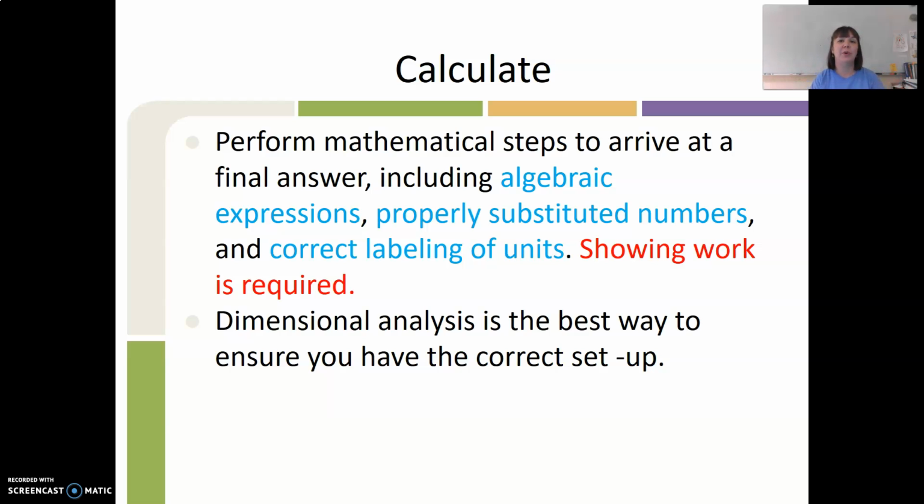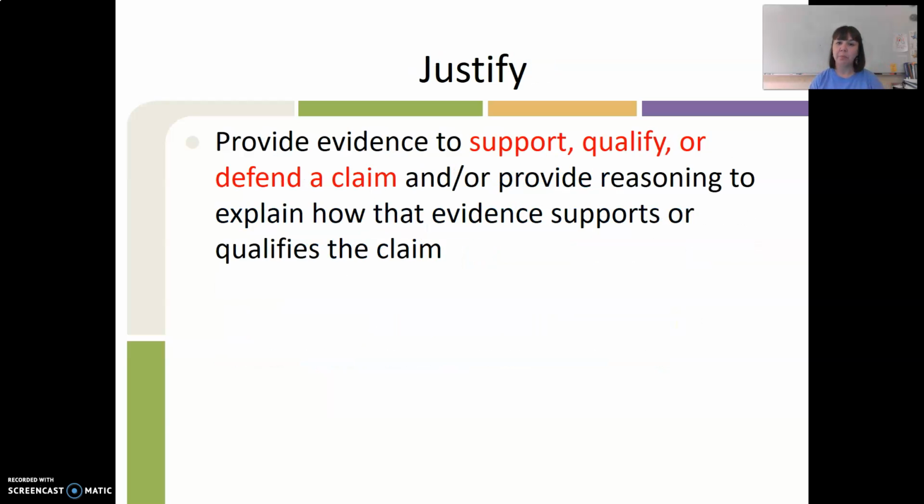So you do need to, we'll talk about dimensional analysis, we'll talk about rearranging algebraic equations. So make sure you show that work to get the credit for how that number came out, where that number came from. If you are justifying something, then you've made some kind of a claim.